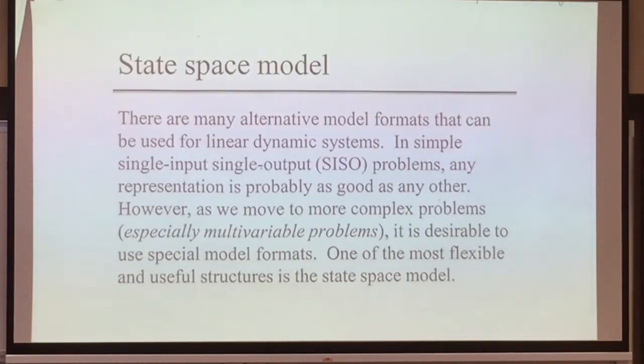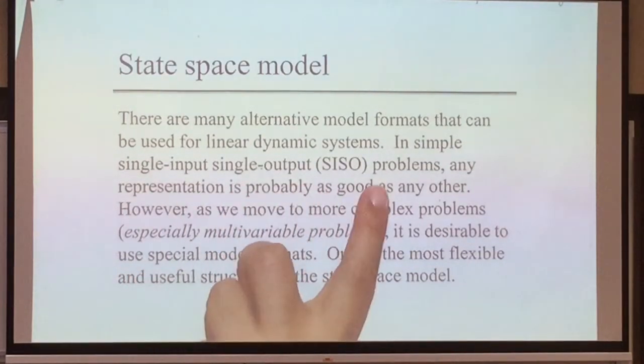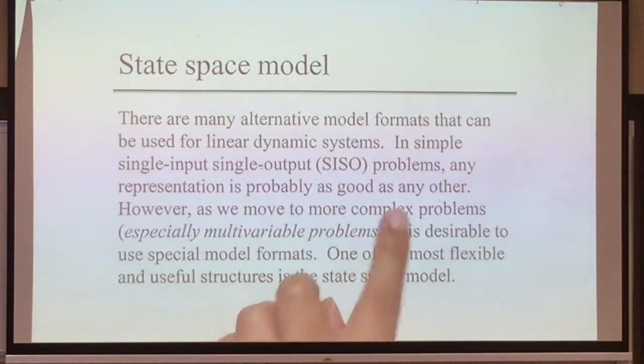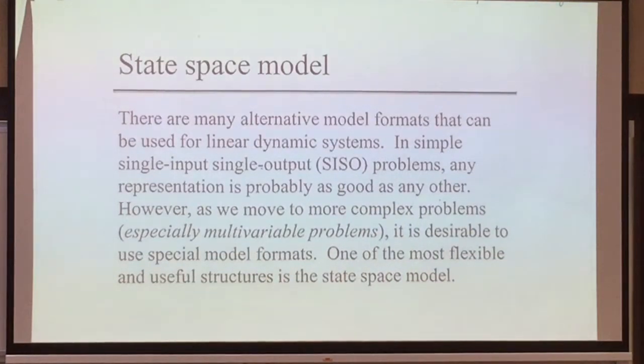Alright, so what's the state space model? There are actually many alternative model formats for a linear dynamic system. If you have a single input, single output, single input means that there's one U, one R, one reference. Single output means there's only one Y, which is what we call, in short, single input, single output. So the representation is as good as any other. You can write it in transfer function, you can write G(s) is Y over R. You can write it in state space, never mind, because it's equivalent.